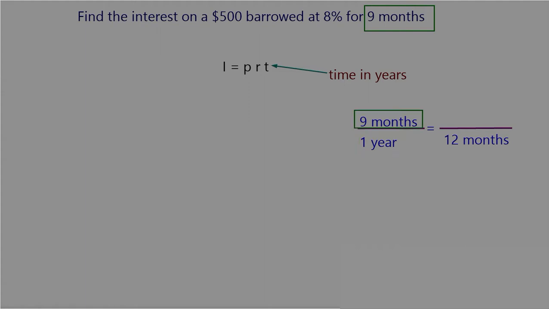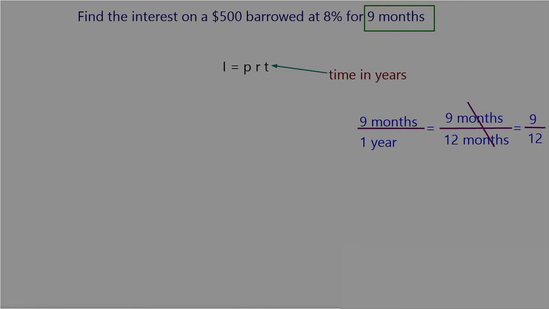The simple interest formula is I equals P times R times T, where T is time in years. 9 months is smaller than a year, so 9 months is just a fraction of a year, which means we want a fraction of 9 months over a year. But we also want to convert 1 year into months to make the units the same. 12 months make a year, so we write 9 months over 12 months. We now get the units to be the same.